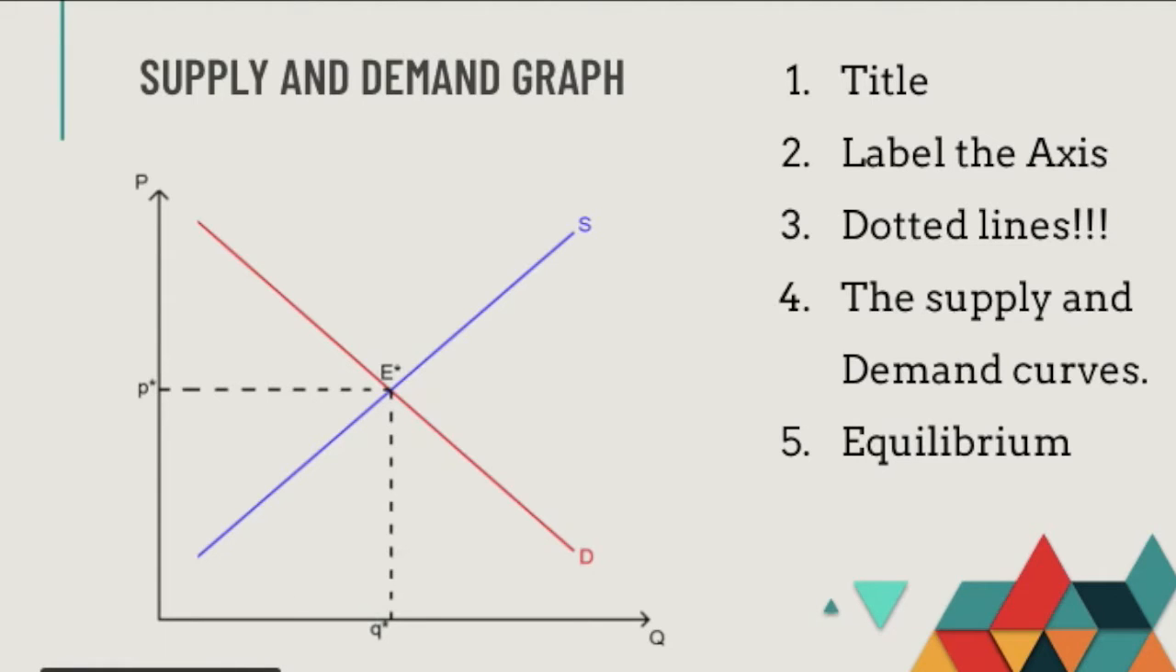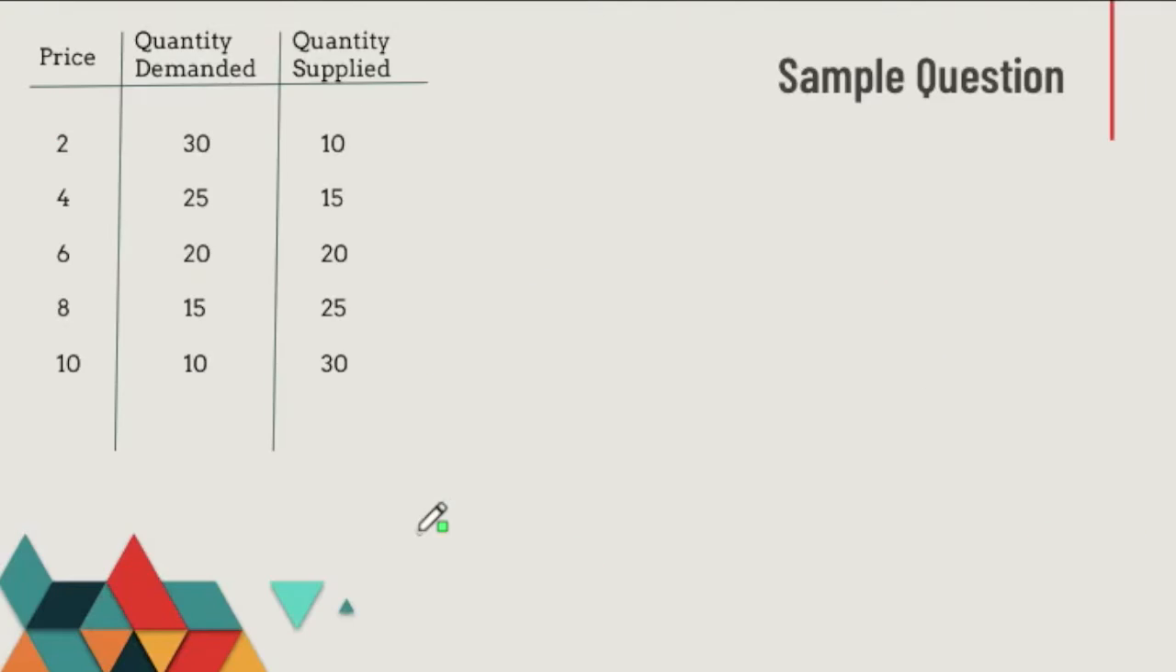So just to recap, when you're drawing a supply and demand graph, make sure you include a title, label the axis, have dotted lines, the actual curves in, and label the equilibrium. Now, before we go into the more complicated graphing stuff with the shifts, let's look at a sample question first. Let's say we have a question that is asking for the equilibrium price and the quantity.